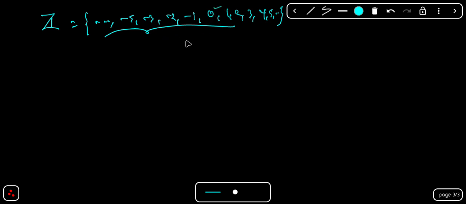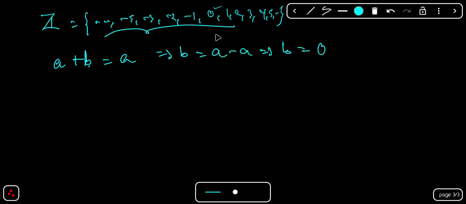Okay, so we take any element from the set of integers. Let's take an arbitrary value, which is A. If we add A plus B, so this B is what we need. That is, if we add A plus something, we must get A. Now let's check. Subtract A from both sides, so B equals A minus A, then B equals 0. That is, the identity element is 0. So A plus 0 must give A.